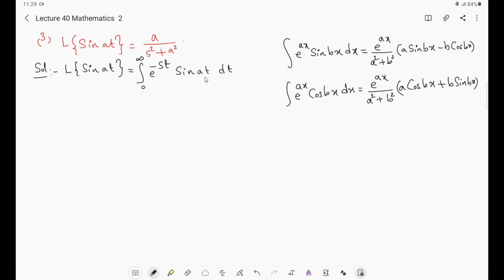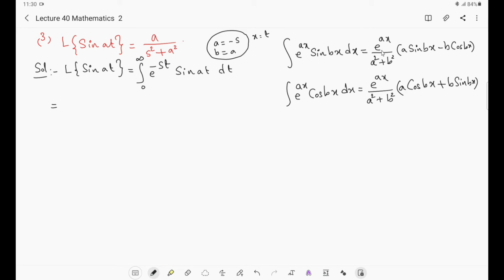Now by using this formula, let us find this integral. In place of a I am having minus s, and in place of b I am having a. So these two values I have to use. In place of x I am having t. So use this formula.